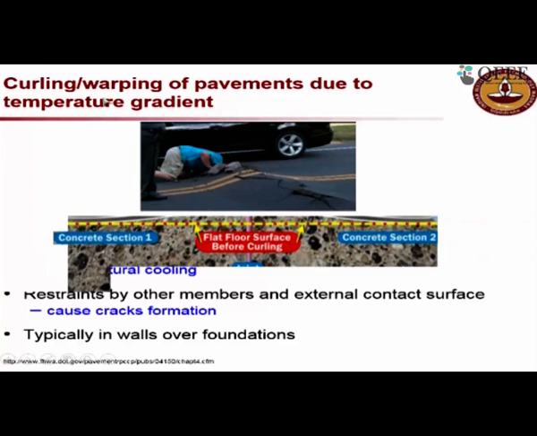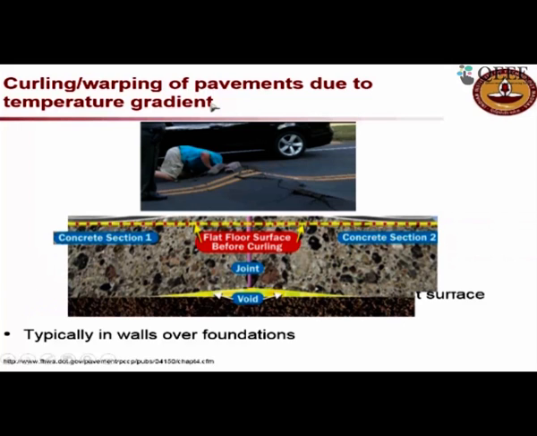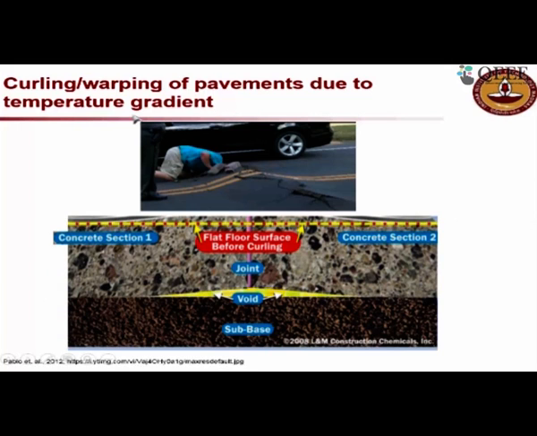Now, curling and warping of pavements can also happen when there is a temperature gradient. This is a nice real example to show how this curling can happen. You can see that due to the expansion under heat, the top layer is pushed off the bottom layer. So what is the mechanism here?